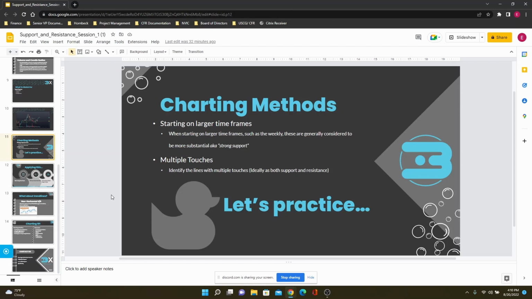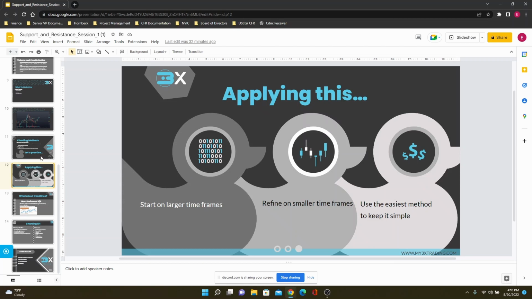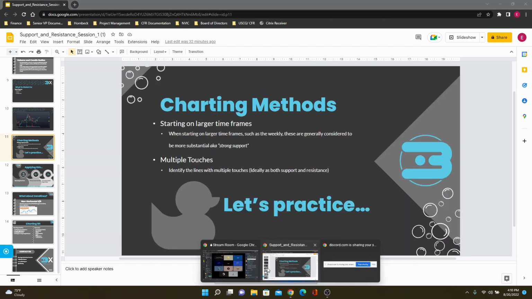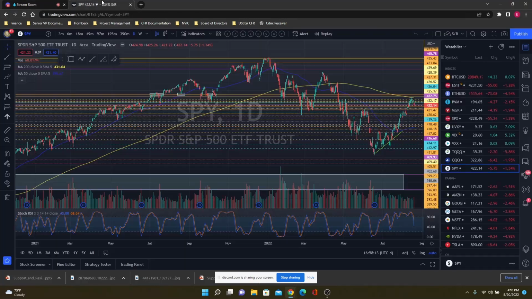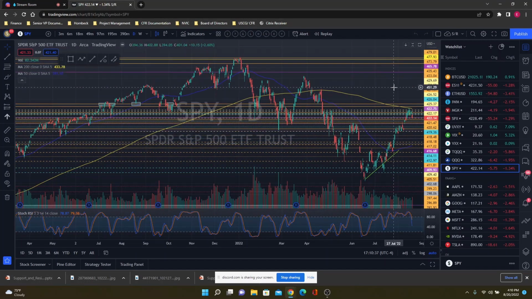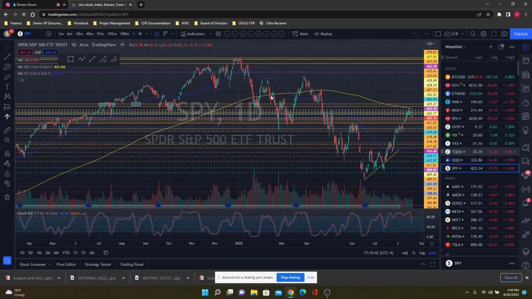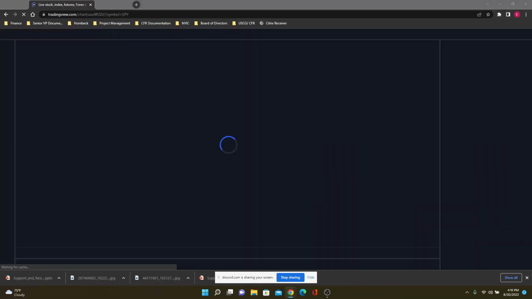So we're going to go ahead and actually apply this. We're going to pull up a chart here. I'm going to pull up my TradingView real quick. So this is my very messy chart, and this all makes sense to me, but it may not make sense to you, so let's pull up something a little easier to look at.